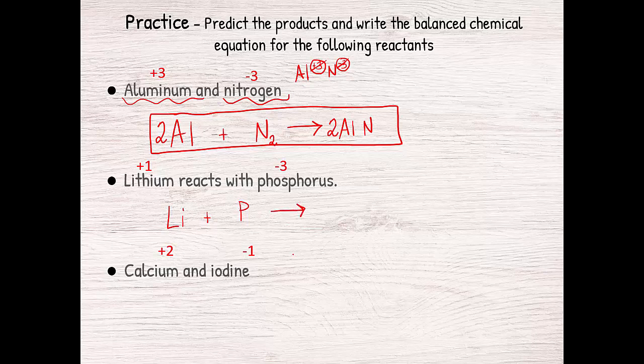Now I'm going to write my products. Lithium has a charge of +1, and phosphorus has a charge of -3. If I crisscross these charges, the 3 is going to come down on the lithium, so that will be Li3. The 1 on the lithium is going to come down to the phosphorus, and we don't need to write the 1, so Li3P.